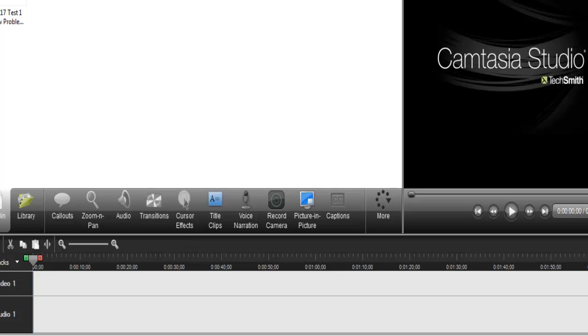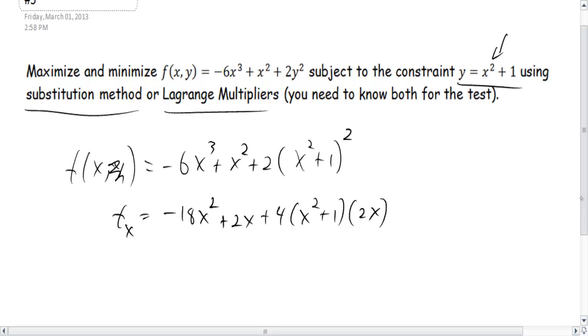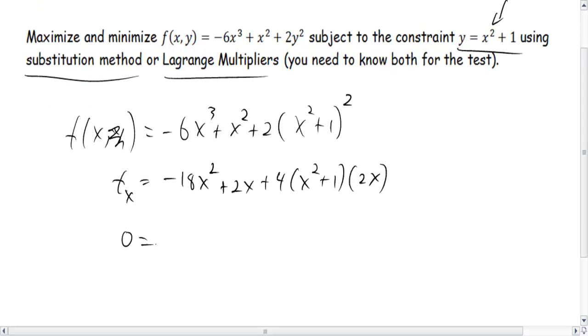So, let me bring back up. There we go. All we're going to do here is take our derivative. So this is going to be negative 18x squared plus 2x. Now here we have a bit of a chain rule. That's okay. So that's 4 times (x squared plus 1), and then times the derivative there, so 2x. Now, if you need to, you can simplify this out a little bit. Remember, we're going to set it equal to 0, so that way we're finding the min or max. So if you want to clean this up a little bit, you can.